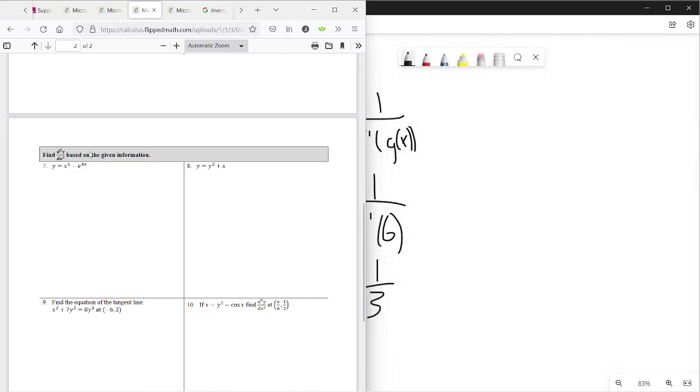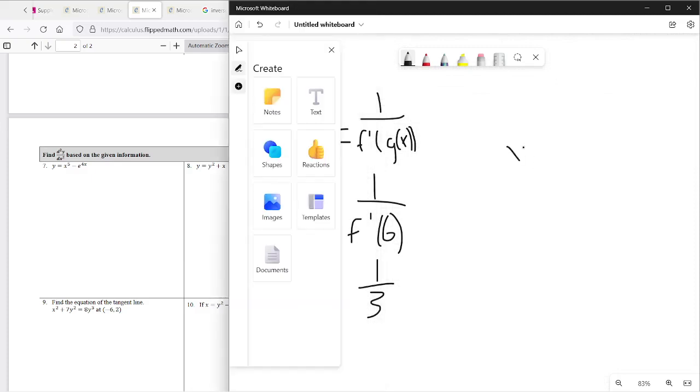Find the second derivative based on the given information. Our first problem is y equals x to the fifth minus e to the 4x.